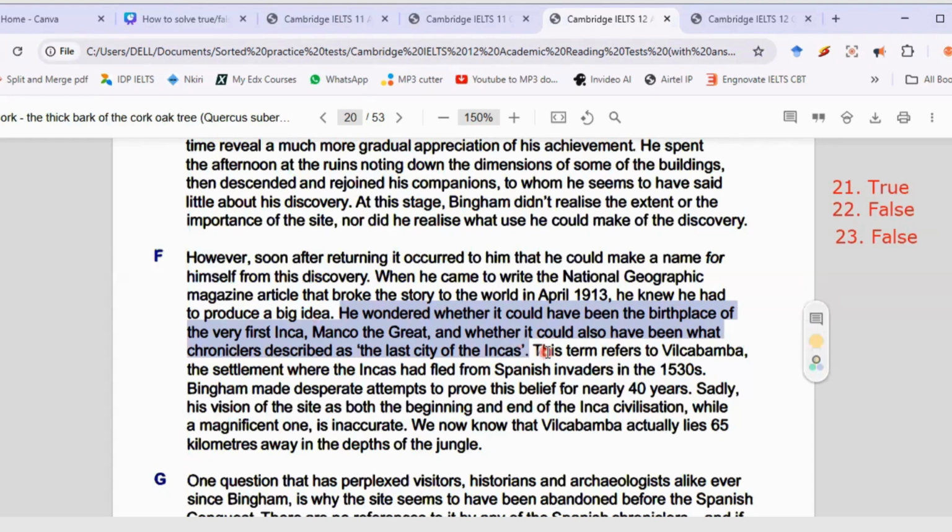We do not know, based on this text, whether he went back or did not go back. So what will be my answer? My answer will be not given. Number 24, not given. You see what I said earlier on? That if you are running out of time, just go and pick not given. Let's go and check our answer.